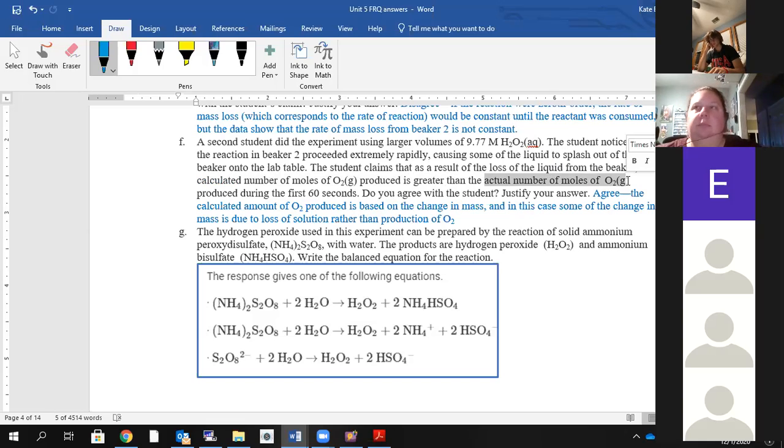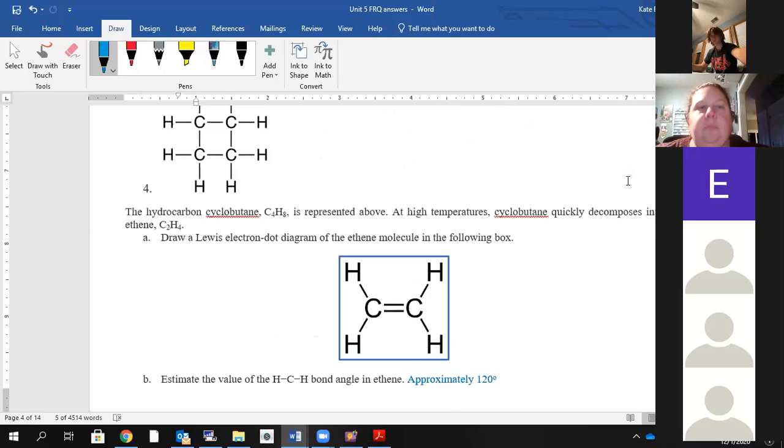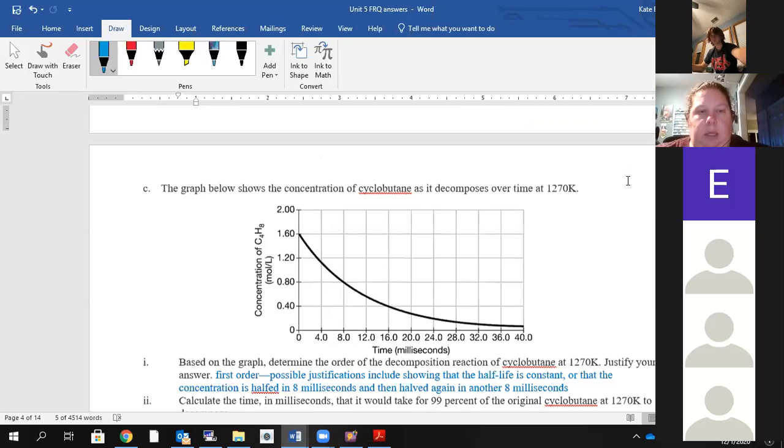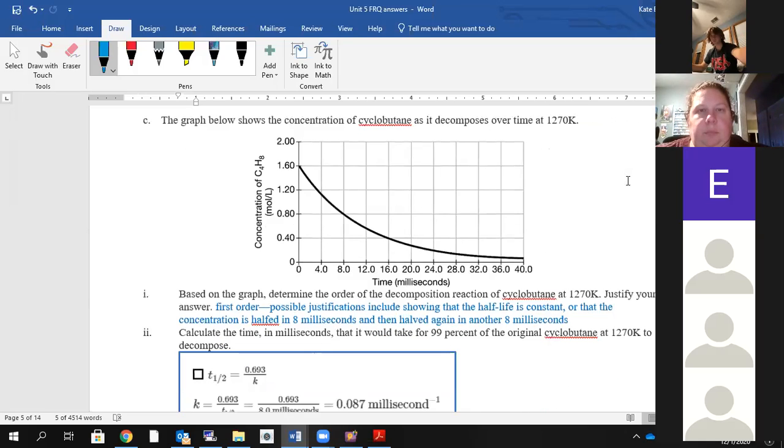Can we go to question 4? Yeah. And then part C. So I wanted to know how can you tell what the order is from the graph? So we know it's not zero order, because if it was zero order, a graph of concentration versus time would give me a straight line of my slope. And I don't see that, so I know it's not zero order.